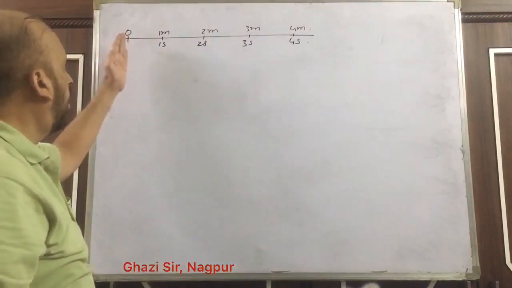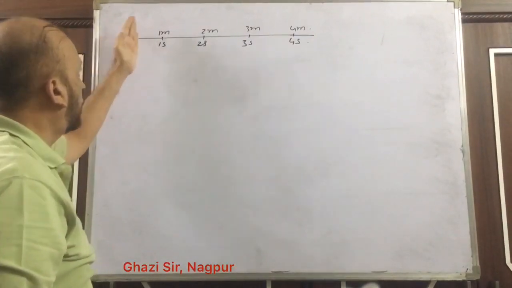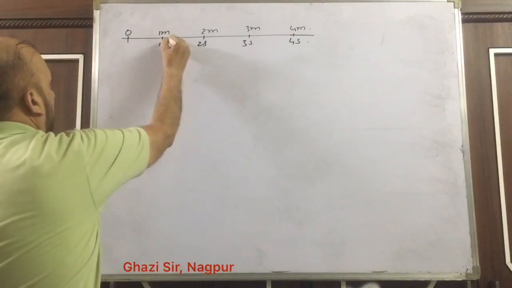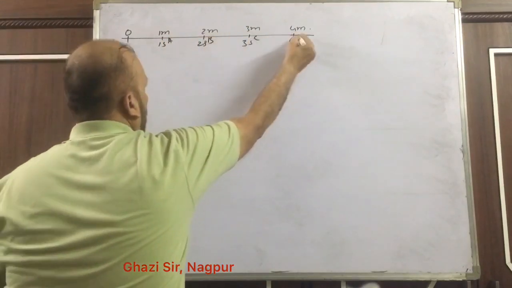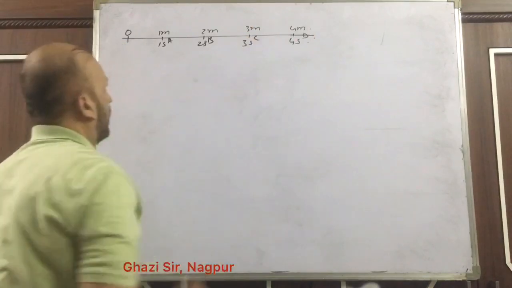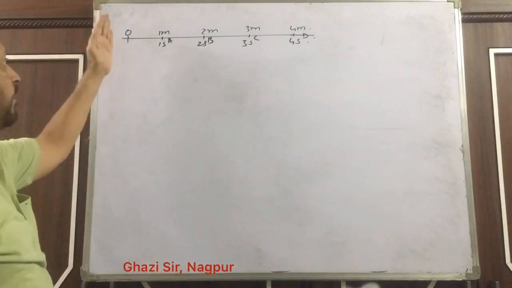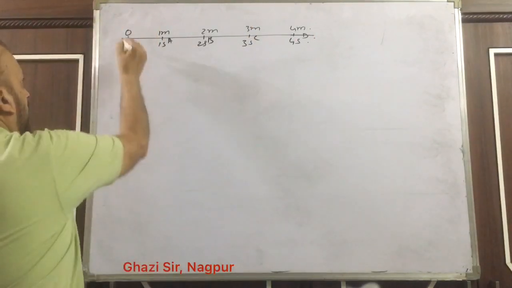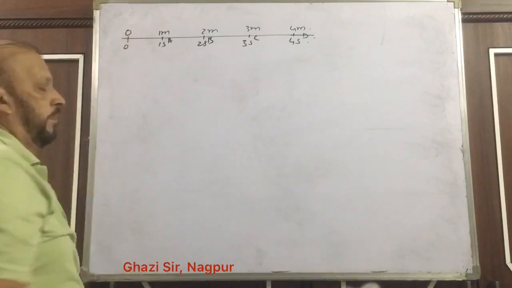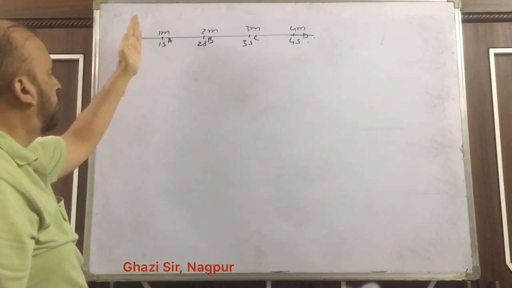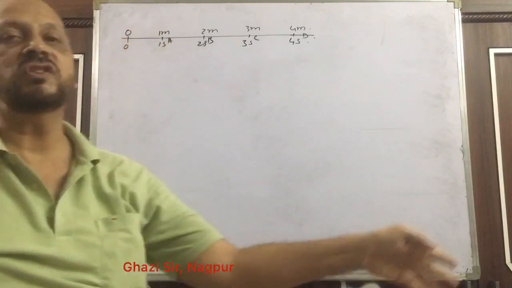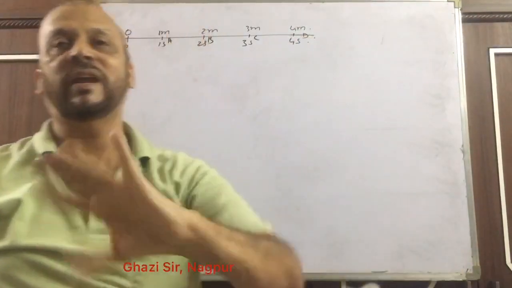Starting from O, the object has reached from O to this point, suppose A. This is A, say this is B, this is C, this is D. So the object has reached from O to A. This was 0, time was 0. So the object has reached from O to A by traveling a distance of 1 meter in 1 second.